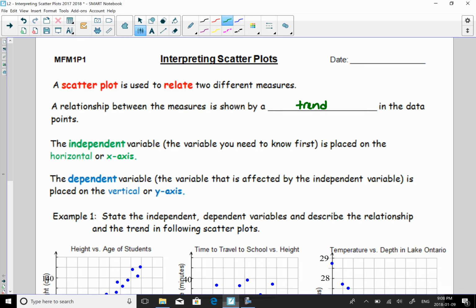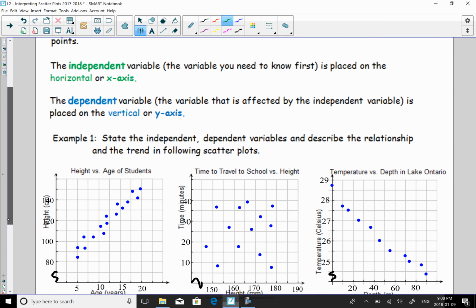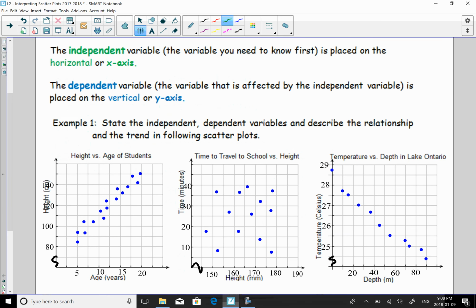The independent variable is the variable you always need to know first. It is placed on the horizontal axis, or what we call the x-axis. So horizontal meaning it goes straight across, left to right, like the horizon.